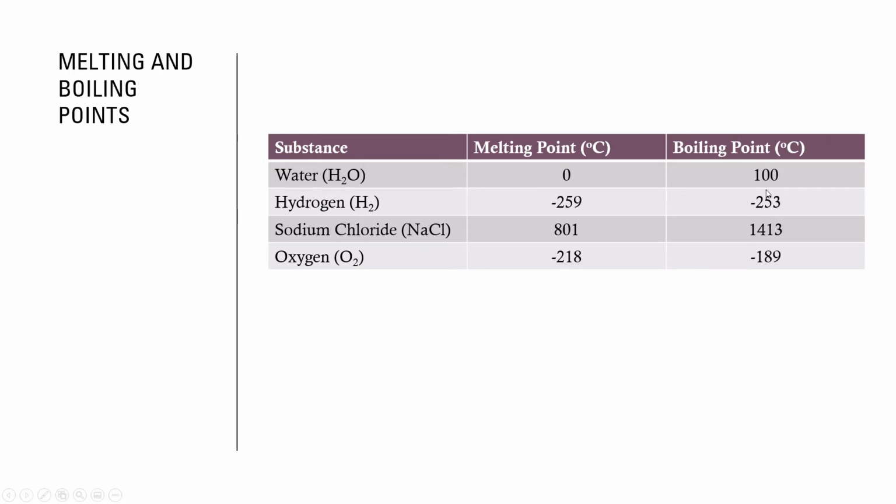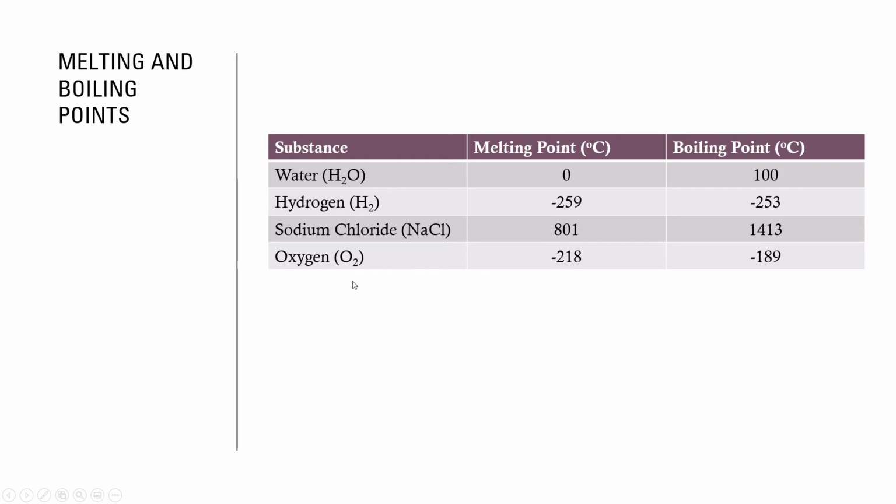Now when we look at boiling point, this is the point at which a liquid turns into a gas. Now for water, it boils at 100 degrees, hydrogen boils at negative 253, meaning that it's definitely going to be a gas because room temperature is a lot warmer than negative 253 degrees Celsius. Sodium chloride has a significantly larger boiling point compared to the rest of them. It will turn from a liquid into a gas at 1413 degrees Celsius. And then oxygen is a similar story to hydrogen again. It's a gas at room temperature. It will end up boiling from a liquid into a gas well below 0 degrees and certainly well below room temperature.